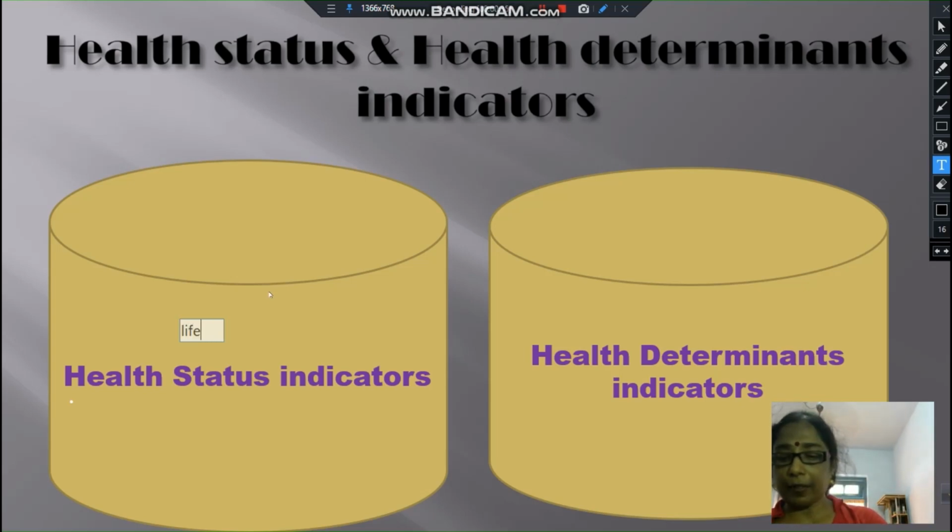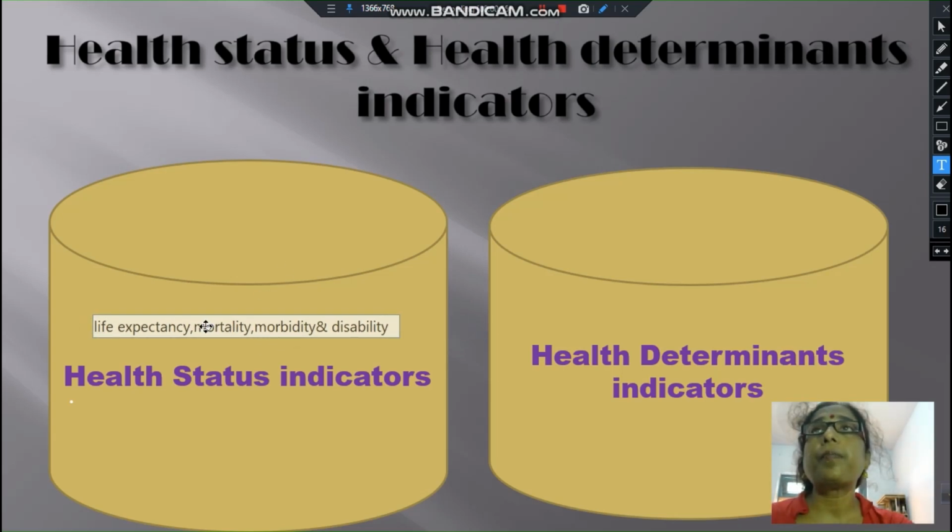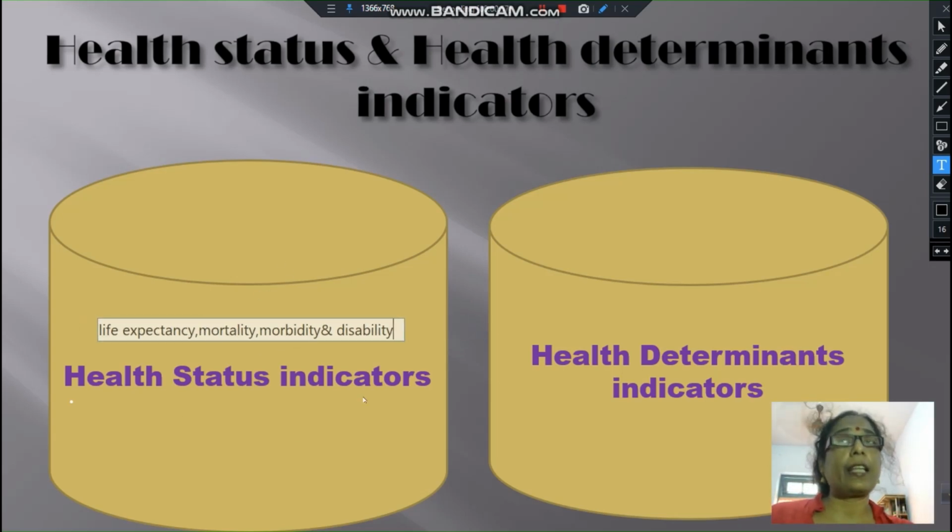life expectancy, mortality, morbidity, and disability, etc. That means health status indicators measure the different aspects of the health of a people or population.